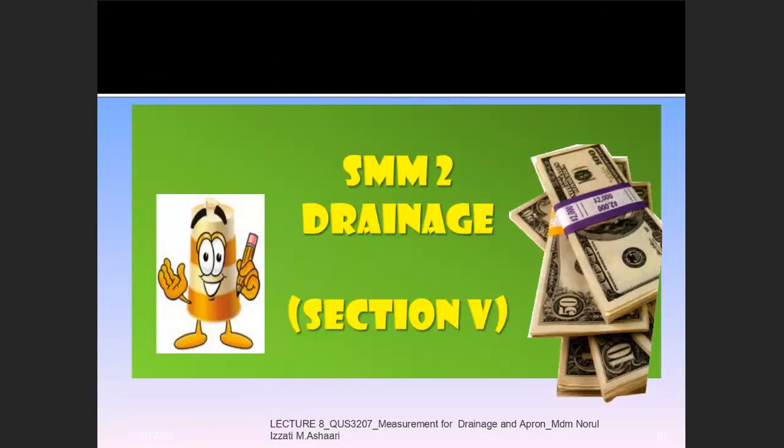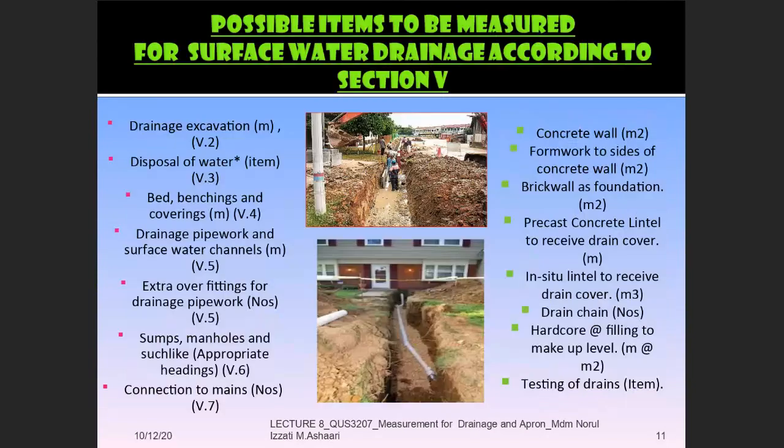Okay, now we can start to refer to the drawing, and we can also start to refer to the items to be measured. Okay, so SMM2 under section V, page 131. Can everyone refer to page 131? Page 131, I would like you to go through every single page. Okay, without looking at the possible items to be measured, what you need to do is measure the items according to the flow in the SMM first.